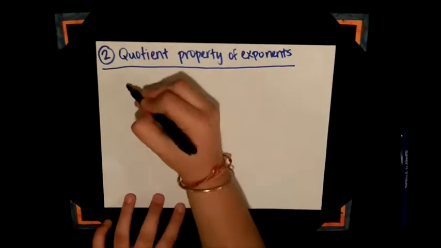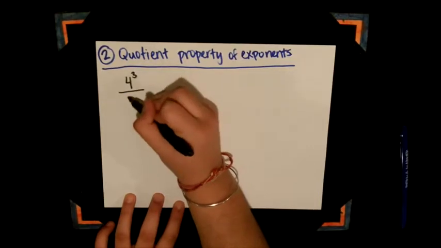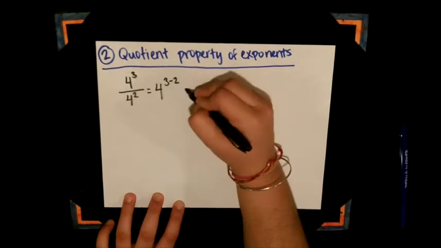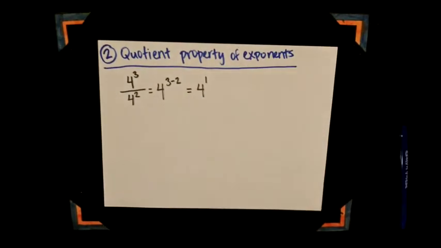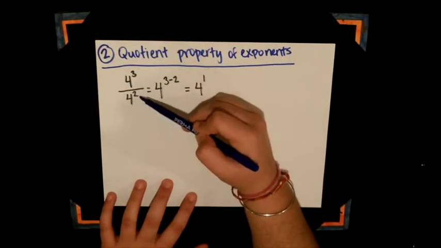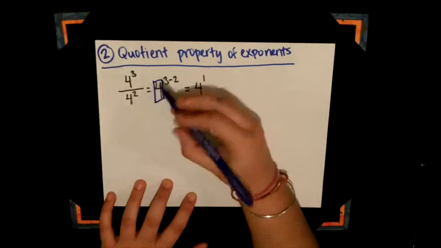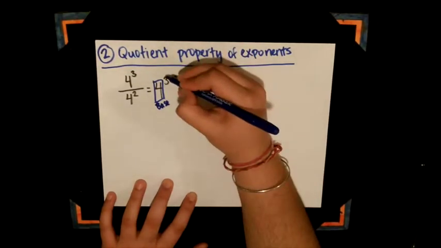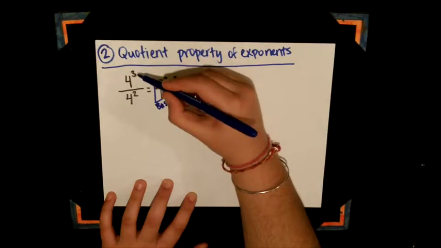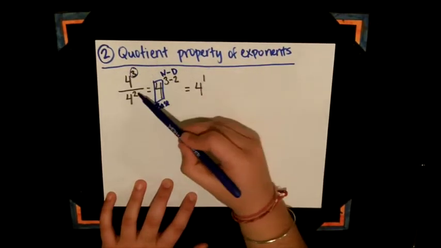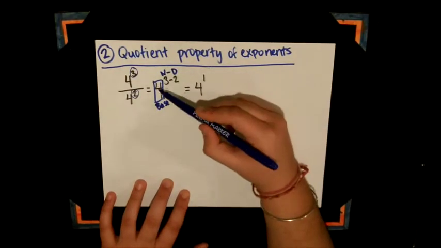4 to the third divided by 4 to the second equals 4 to the 3 minus 2, which equals 4 to the first. Now let me explain this. 4 to the third divided by 4 to the second equals 4, which is the base, to the 3 minus 2, which are the exponents, numerator minus denominator, which equals 1, which is 4 to the first.